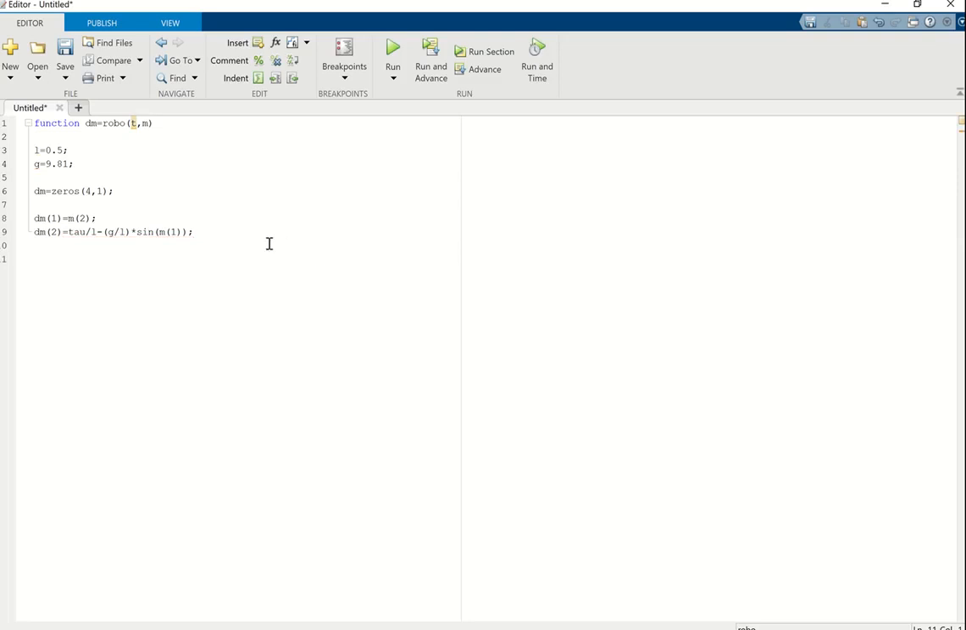This is for the nonlinear 1 degree of freedom robot or the pendulum. You can even comment that. So dm3 is equal to m4, and dm4 is equal to the same, except here we go, there is no sine anymore, right?